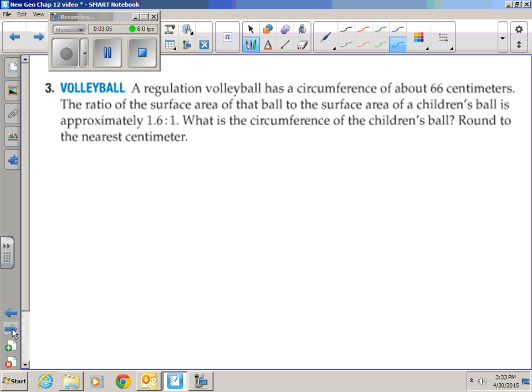This problem right here is very similar. Why don't you guys give the tape a pause and try this one right here.